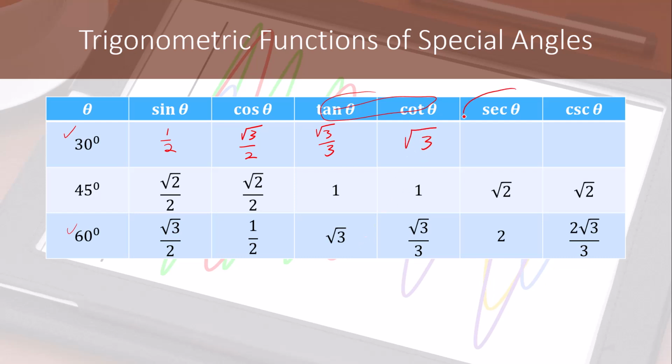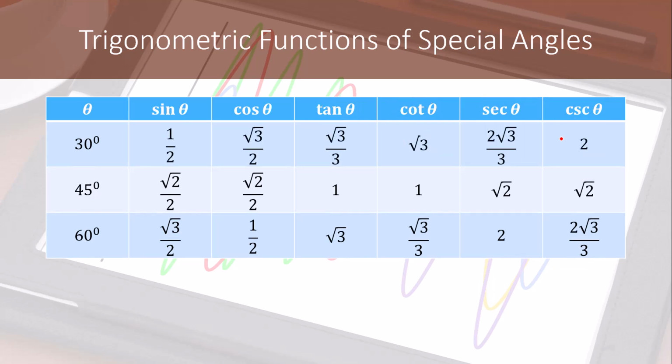Okay, and then secant and cosecant are also cofunction pairs. So the secant of 30 will be the cosecant of 60, 2/3 times the square root of 3. And then finally, the cosecant of 30 will be the secant of 60, or 2. Okay, so when you put all that stuff together, we have our complete table.